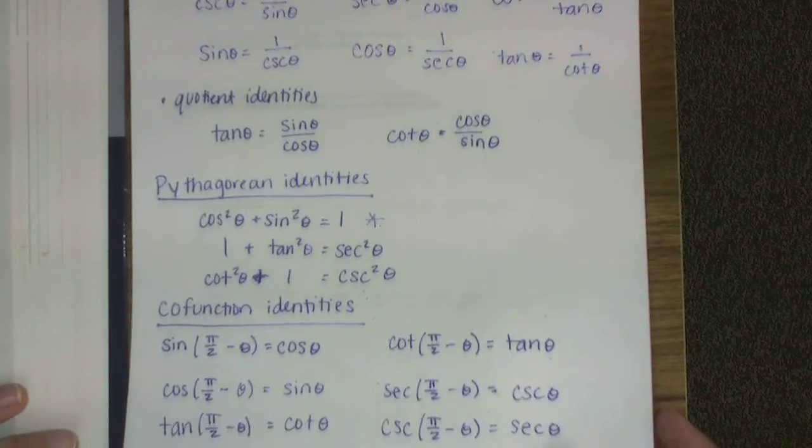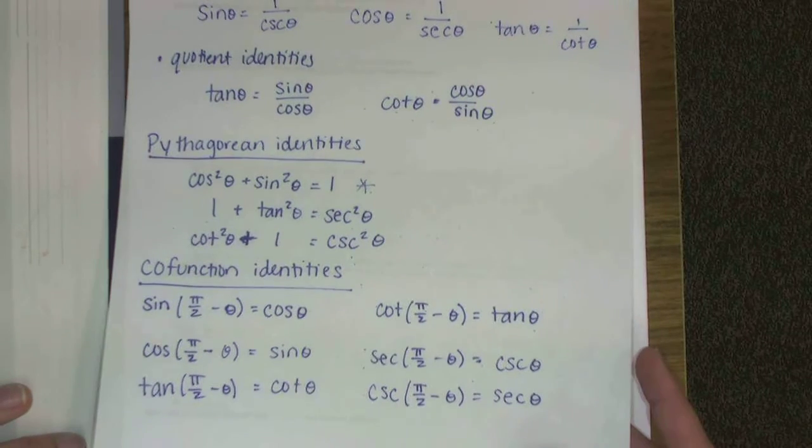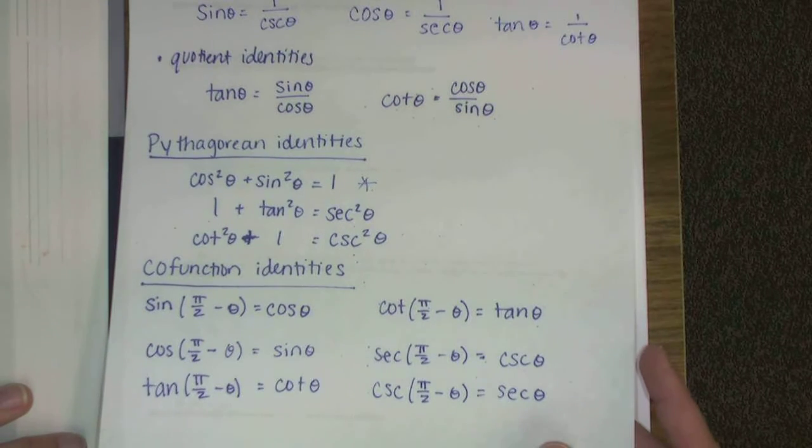We have the cofunction identities, which we really won't use today. We won't use those a whole lot. It's just good to have them on hand. I know we used them some the other day, but out of today's stuff, we won't really use them.